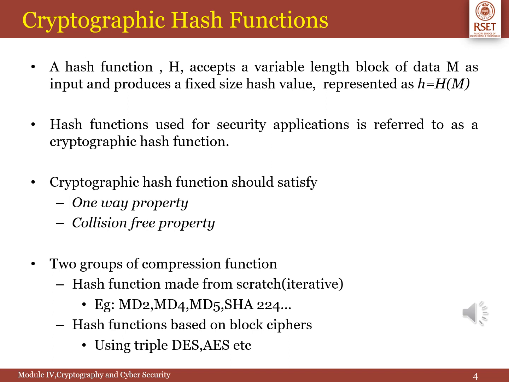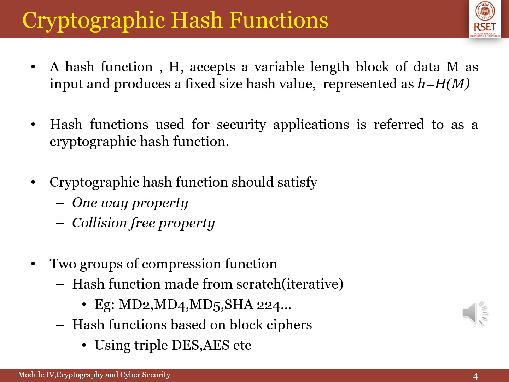The kind of hash functions needed for security applications is referred to as cryptographic hash functions. The cryptographic hash functions should satisfy two main properties. First property is the one-way property. That is, the hash value that is generated is not revertible. That is, you cannot generate the message from the hash value. Another property is the collision-free property. That is, no two messages should generate the same hash value.